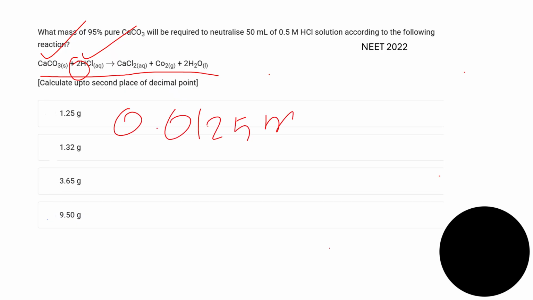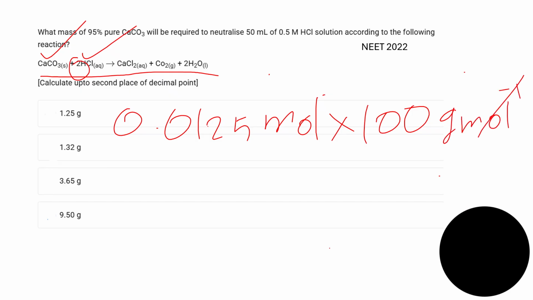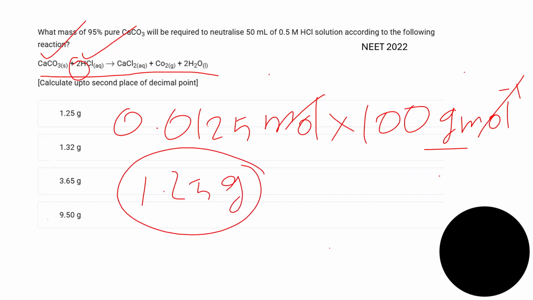0.0125 moles multiplied by calcium carbonate molecular weight, which means molar mass. Molar mass contains the unit of gram per mole. In the case of calcium carbonate, 100 is the molecular weight, molar mass, gram per mole. Mole per mole get cancelled. If we multiply 0.0125 into 100, we will get 1.25 gram. Okay, this is for 100% pure calcium carbonate.